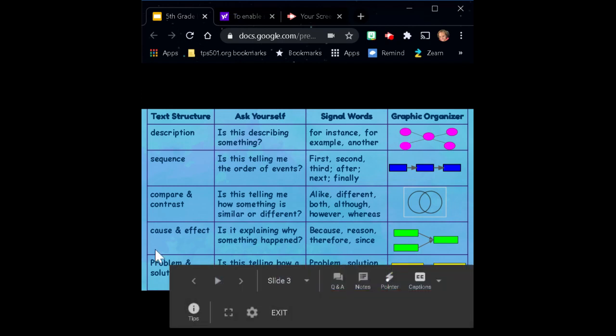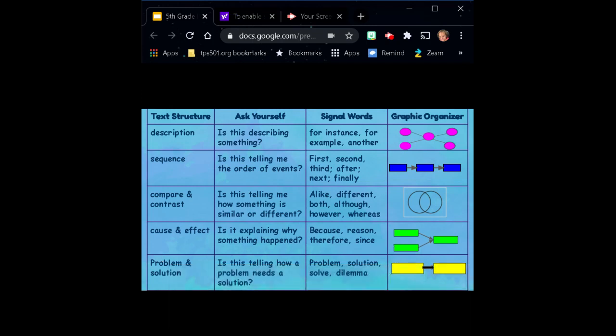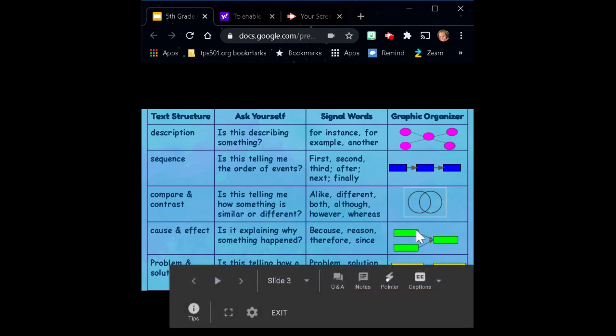The next text structure that we're going to look at is cause and effect. Is it explaining why something happened? Some of the key words would be because, or reason, or therefore. We might even say since. So we would say that these two things caused this to happen.